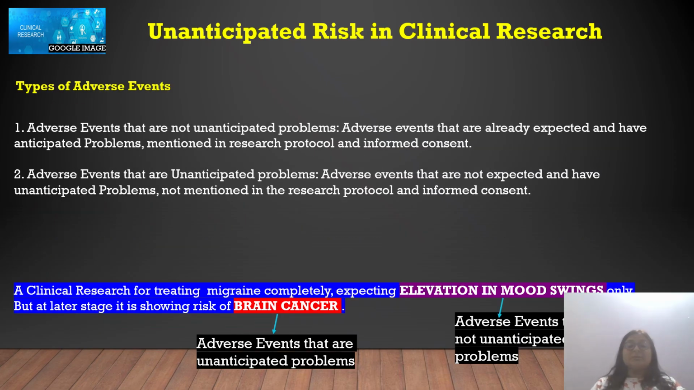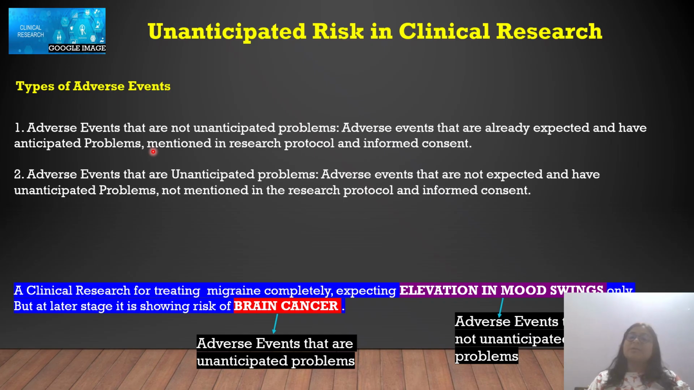Now what are the types of adverse event? There are two types of adverse event. In the previous slide, I told you that an adverse event is not always unanticipated. Sometimes it is anticipated also. So on that basis, there are two types of adverse event.